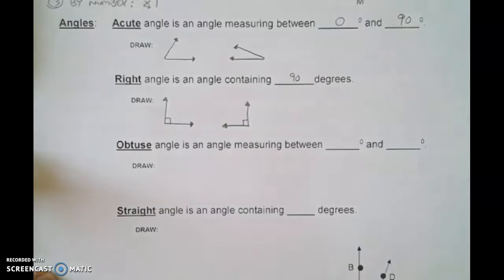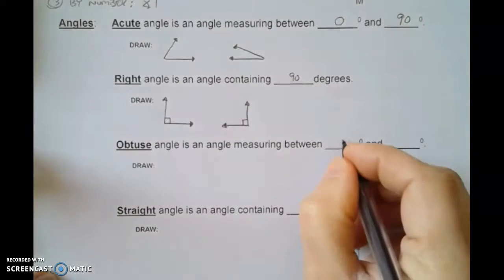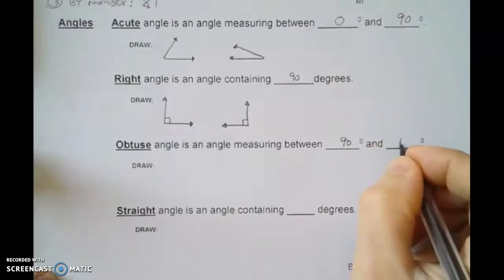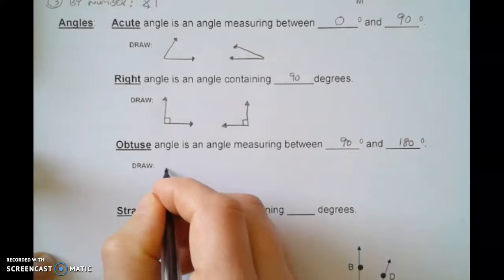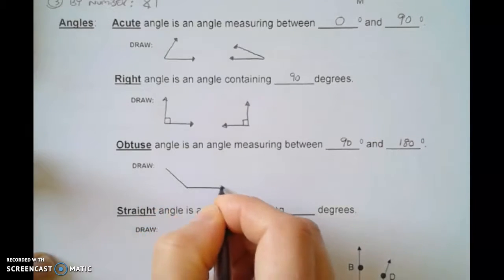An obtuse angle is an angle that measures between 90 degrees and 180 degrees. So let's draw an obtuse angle. An obtuse angle might look something like this.